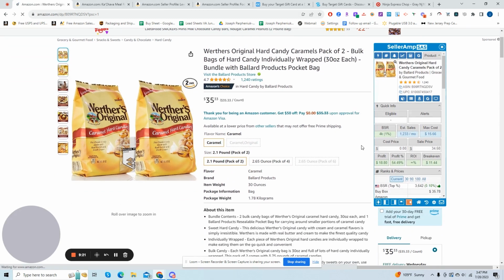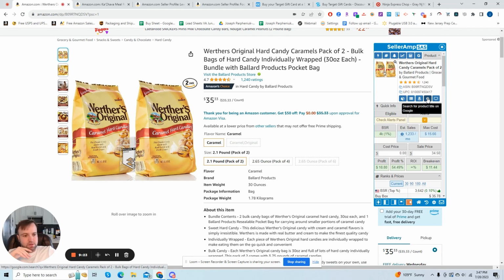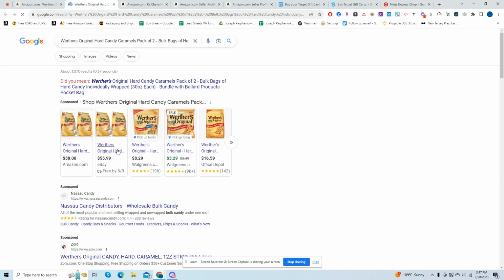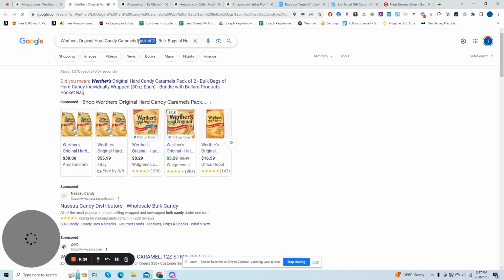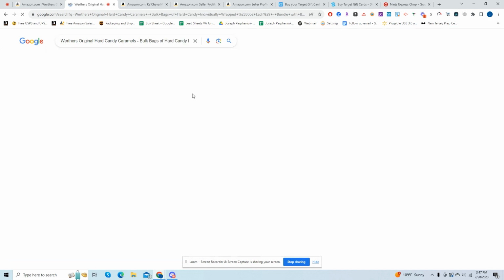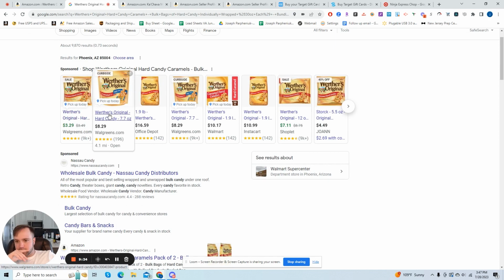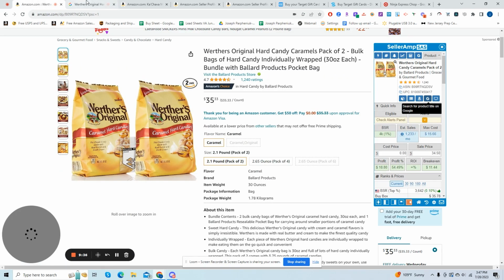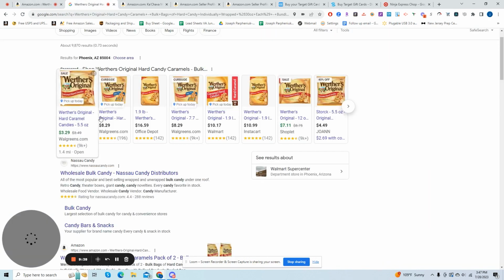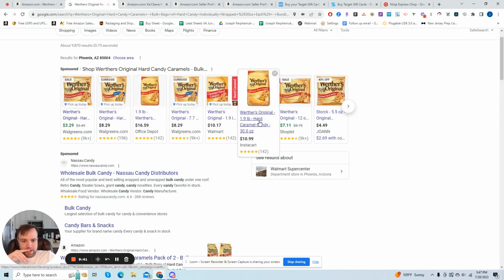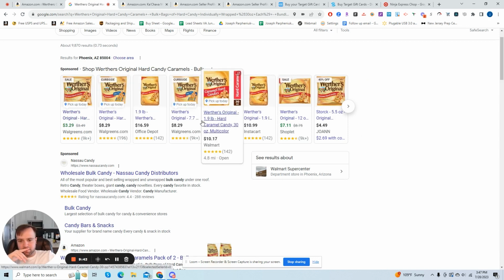Just got to make sure you understand that it is a little bit on the heavy side. Sometimes you'll have to remove the pack of two to see the price per one. So this is 30 ounces each, so it's almost 2 pounds per bag. The 1.9 pounds per bag, yeah.